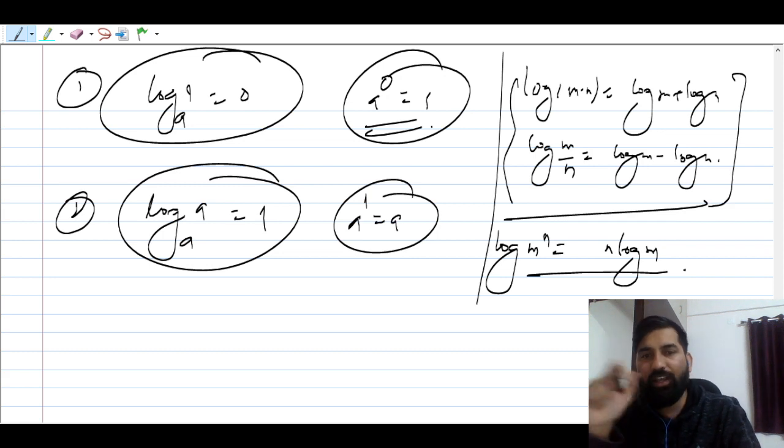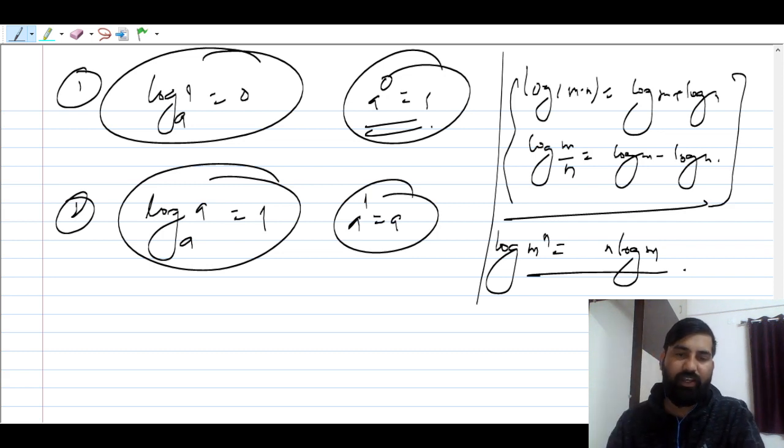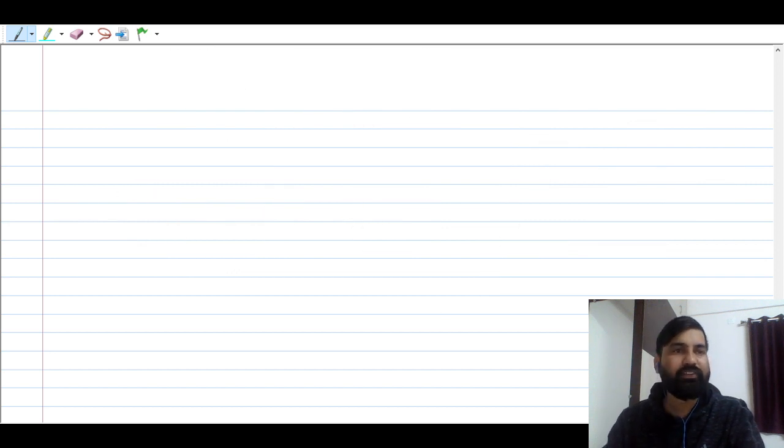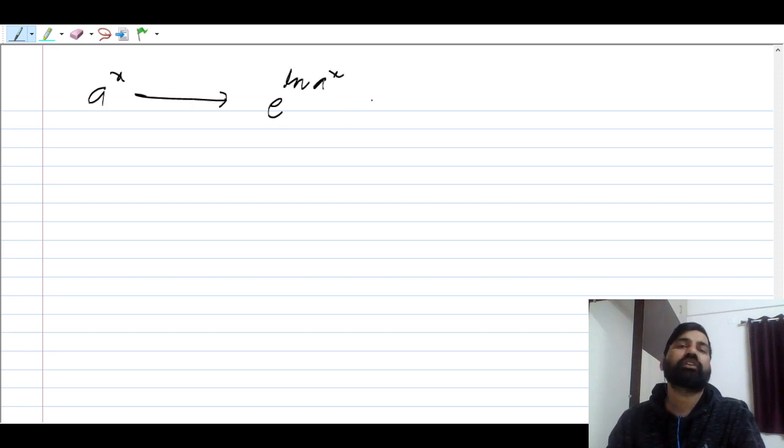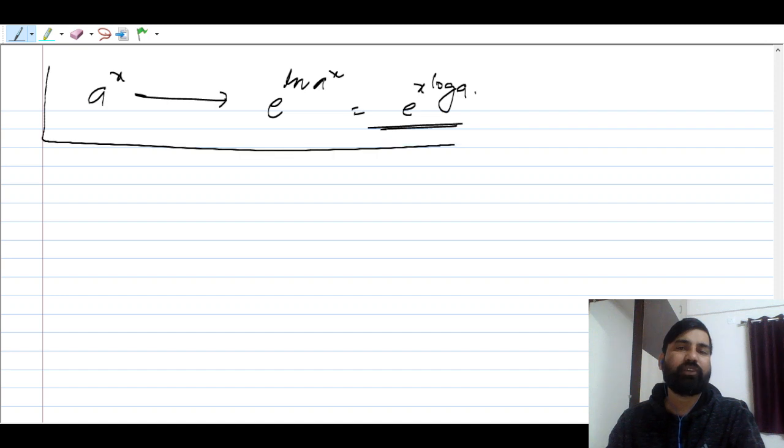Okay, so n log m, n can come in front of that. Sometimes you have to remember that, suppose a raised to power x is given. You can always write this as e raised to power natural log a raised to power x. So you can write this as e raised to power x log base a. You see the journey from there to there.